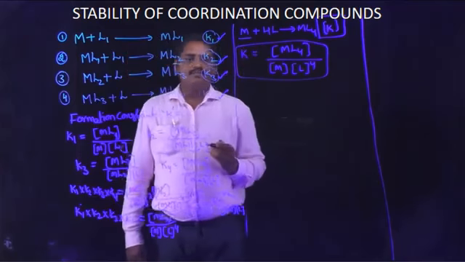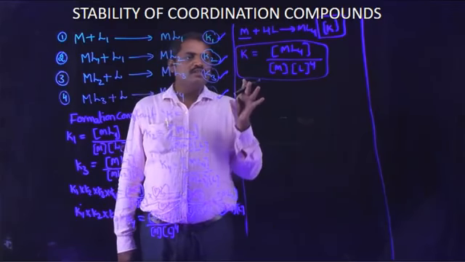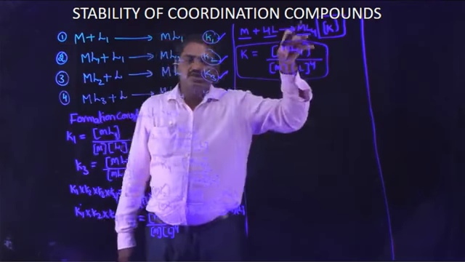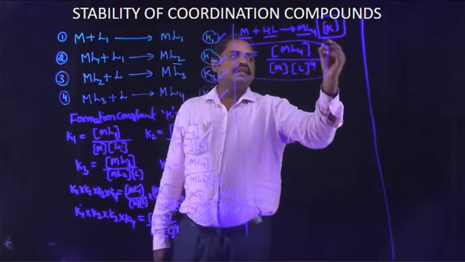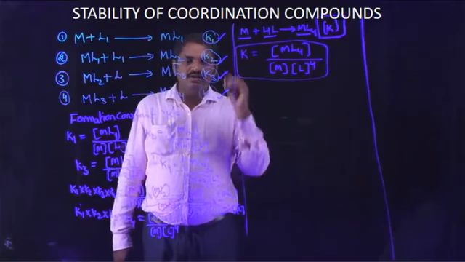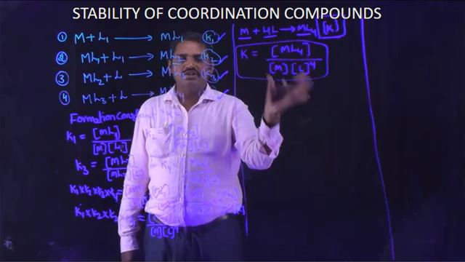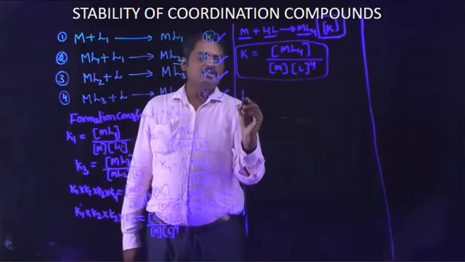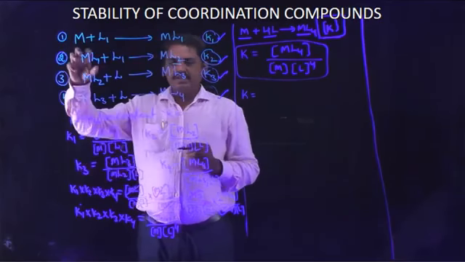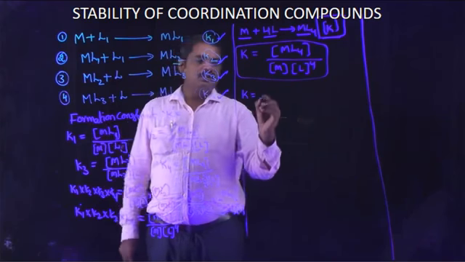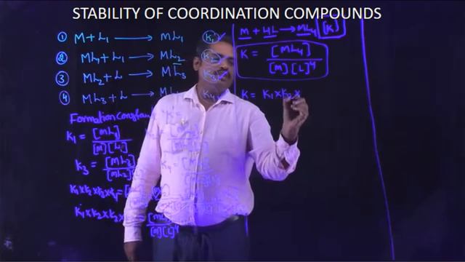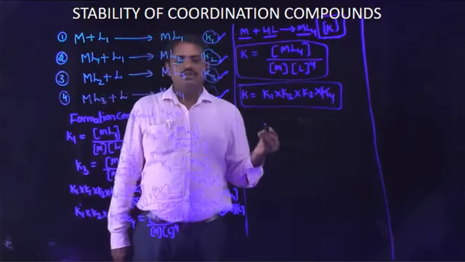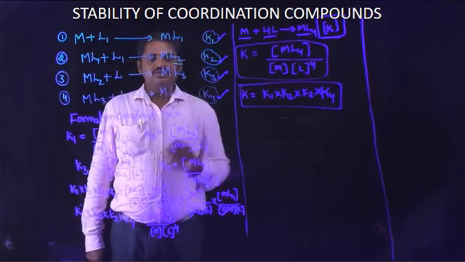This is the central metal atom for the given coordination compound. It is coordinated with 4 ligands to produce the tetrahedral complex. In this direct step reaction, the equilibrium constant is denoted as K, the concentration of products by the concentration of reactants. This direct step equilibrium constant K is equal to the product of the 4 step equilibrium constants, K1 into K2 into K3 into K4. These two values are equal.